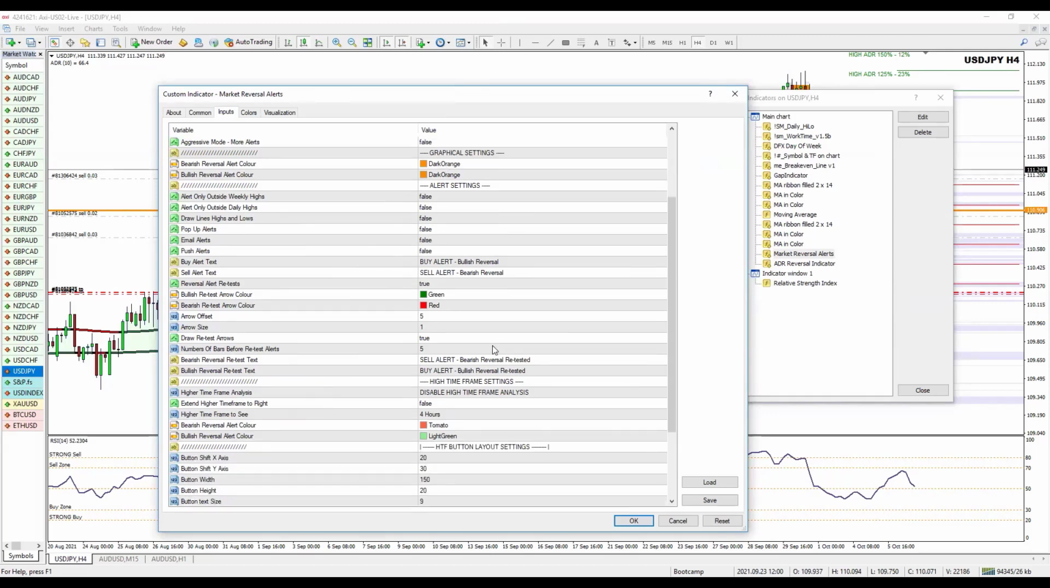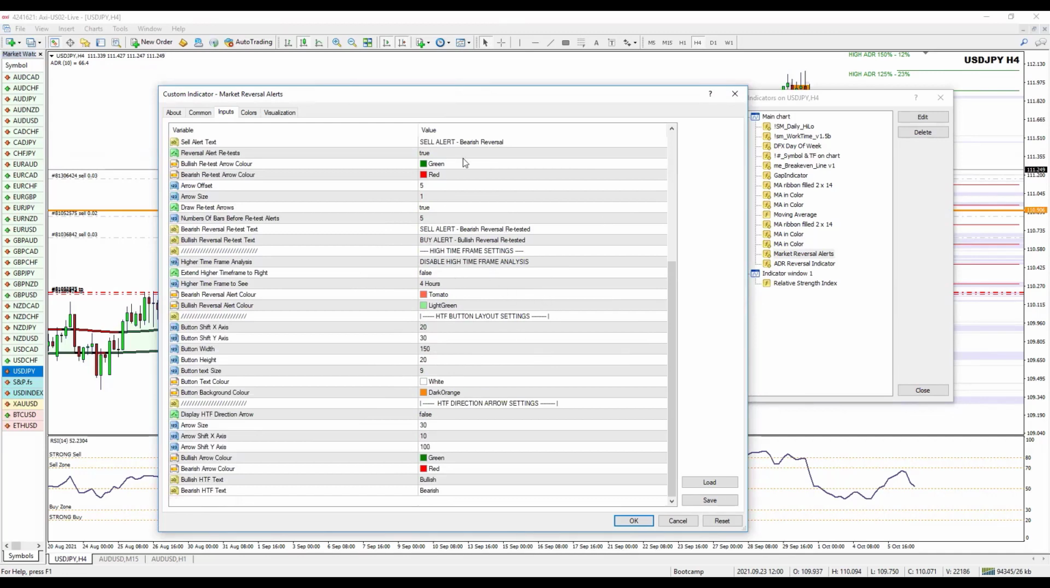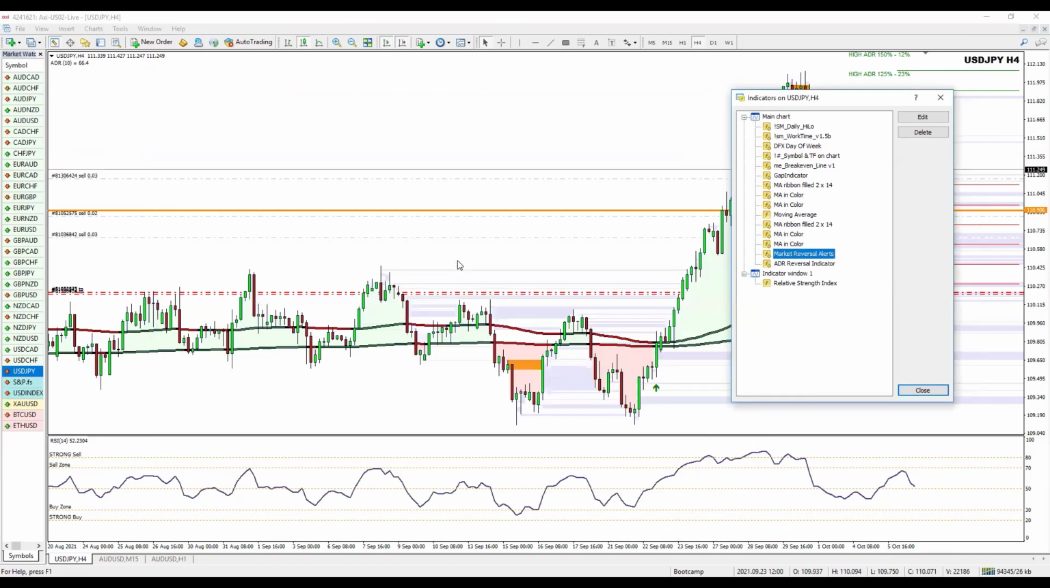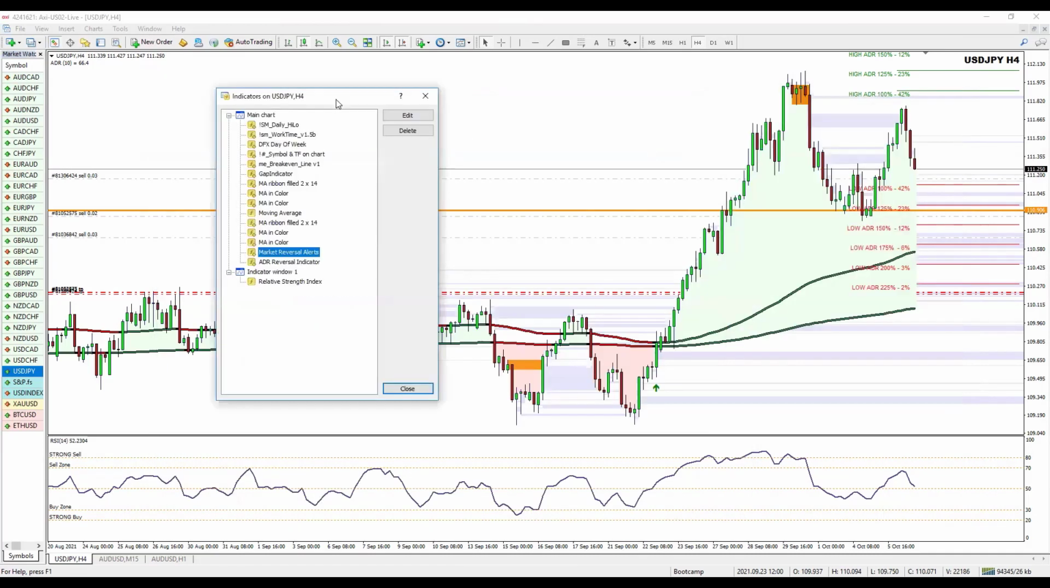Okay, there's lots and lots of settings in here. You can use it for multiple time frame analysis and all sorts of things. There are videos on YouTube to find out more about the market reversal alerts indicator. You can Google that. If you go to my YouTube channel, there's tons and tons of videos with strategies, but most of those revolve around stop loss strategies, and they all work well.